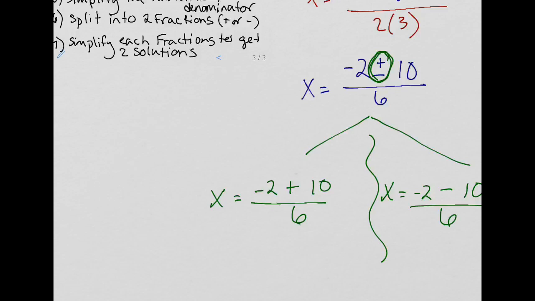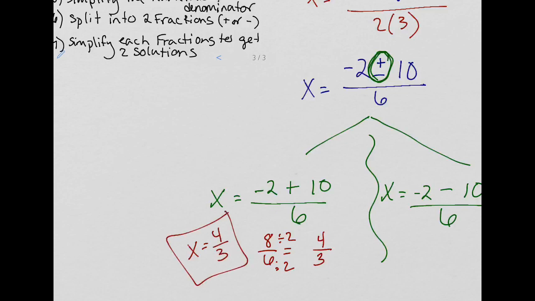So for the left side, negative 2 plus 10 is 8. 8 divided by 6 reduces. Each one can be divided by 2. So 8 divided by 2 is 4, and 6 divided by 2 is 3. So one of my solutions is x equals 4/3.